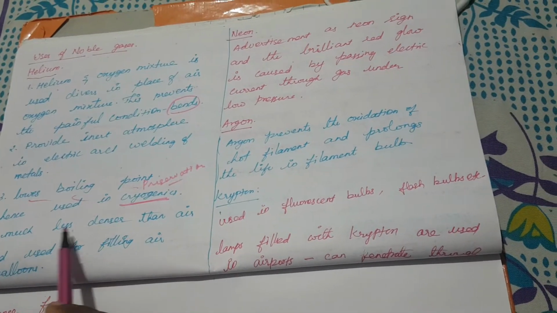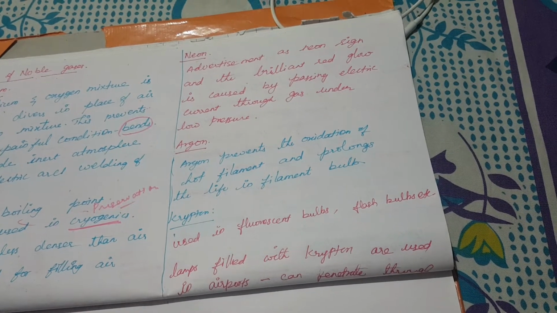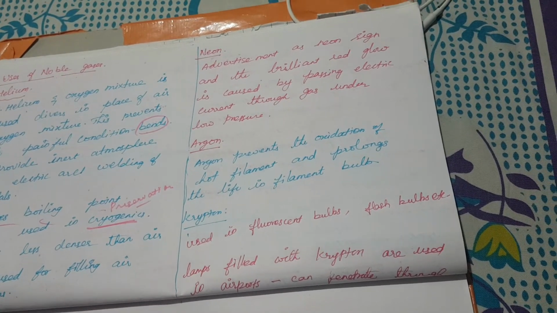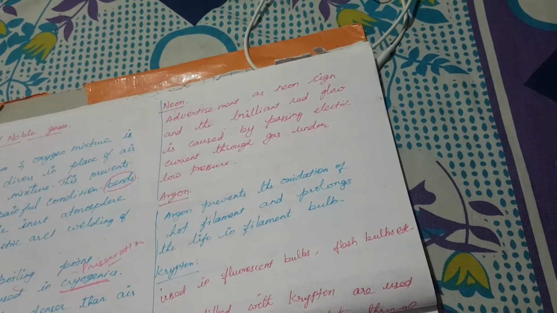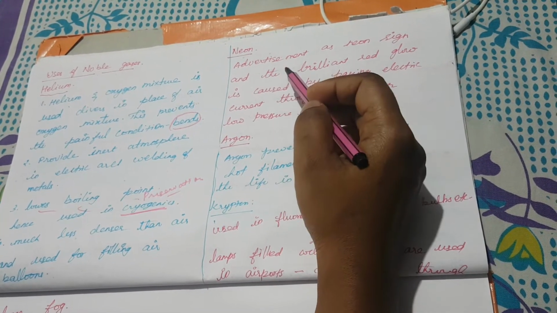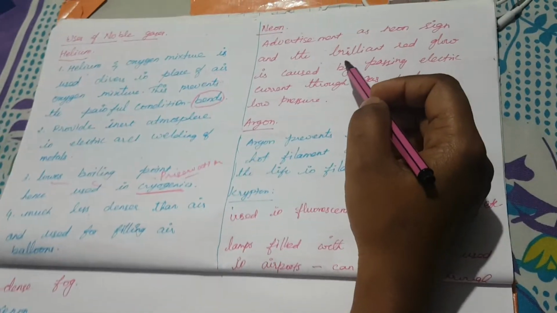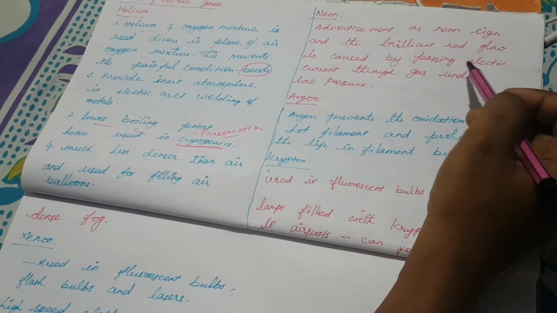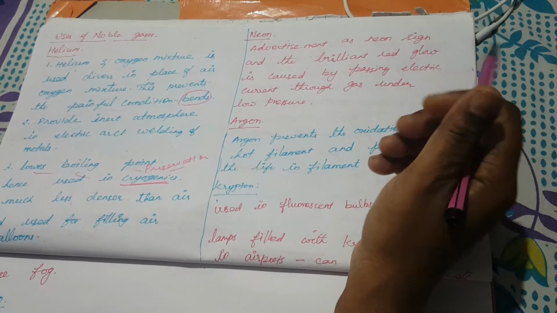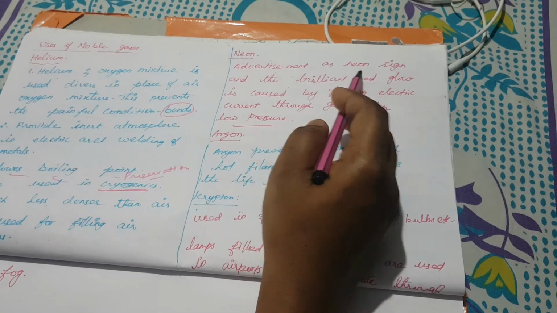Another one is that it is much less dense than air, used for filling balloons. Here it is used as a helium balloon. Everyone has heard about the helium balloon. It is much less dense than air, so it is used in filling balloons. Next one is neon. Neon gas is mainly used in advertisement signboards. It gives a brilliant red glow when current is passed through it under low pressure. So it is mainly used for neon advertisement signboards.